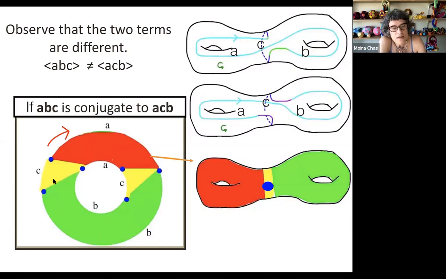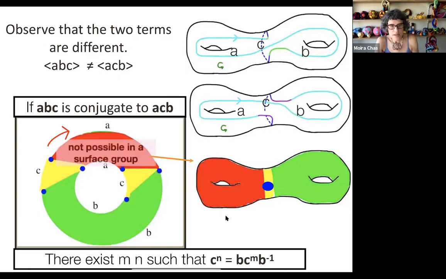So this curve here is equal to, well, first do B, then do a power of C, and then do B minus 1. I think I wrote it here. So this tells me that there exist M and N so that a power of C is the same as a conjugate of another power of C. And this is not commutative because you see M and N are not the same, but it goes in that direction.